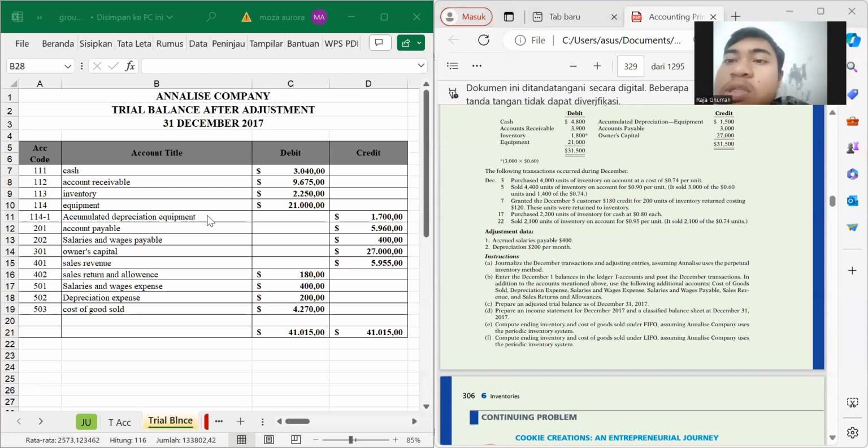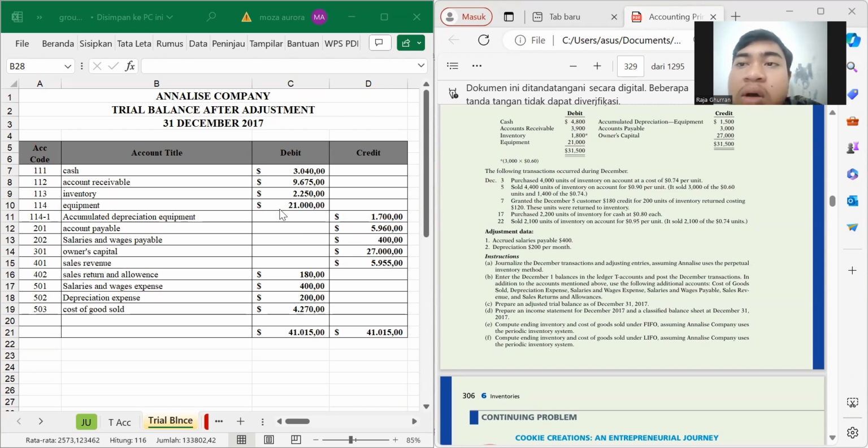Okay, thank you, Moza, for the time. So I will explain points C and D. So the first is C, prepare an adjusted trial balance as of December 31, 2017. So we already have here the analyzed company's trial balance after adjustment. So the first is cash on debit, 3,040. The second one, accounts receivable on debit, 9,675. Inventory, 2,250. Equipment, 21,000.